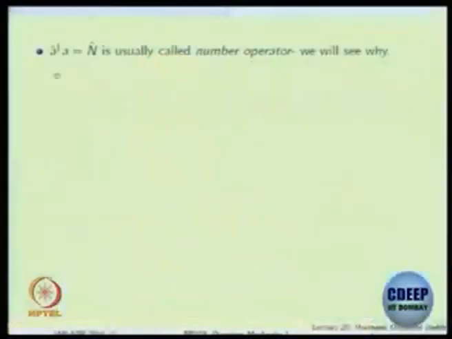So in all the books you would have seen that A dagger A is called the number operator. We will see why it is called a number operator. Typically if you say it is a number operator, it should extract the number of particles, some kind of an integer number. Then we call it a number operator. So we need to see why this A dagger A is called a number operator. We will see at some point.